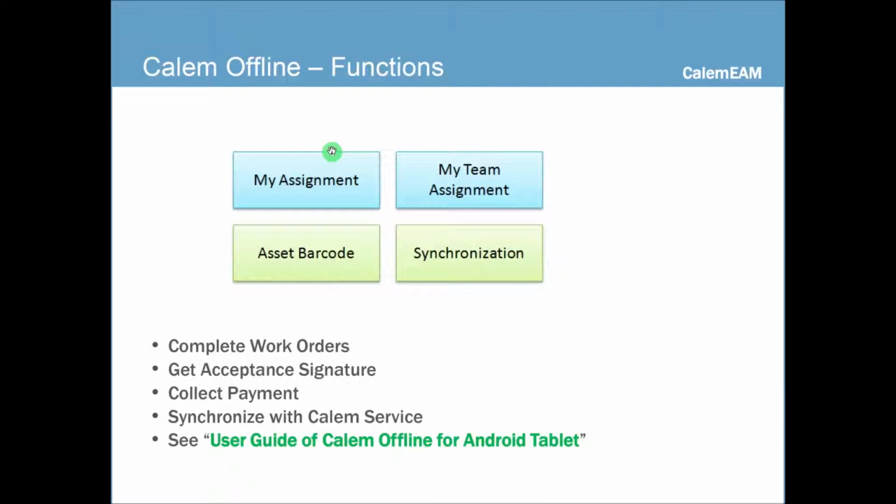Here's an overview of the functions for Calem Offline client. You can do the work orders assigned to you from My Assignment list or tree view. You can also do work orders assigned to your team from My Team Assignment list view or tree view. You can scan barcode and view the asset information or view work orders or create work orders. You can do the synchronization with the server. So there are detailed steps from user guide of Calem Offline for Android tablet.